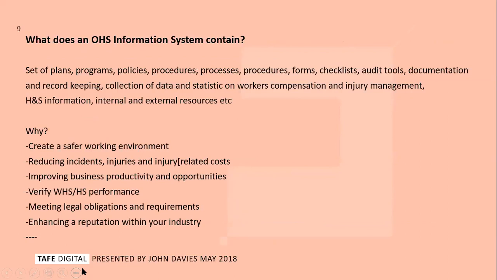Then we move into a very important part, what the information system contains and why we need this. We would have programs, policies, procedures, forms and checklists, audit tools, documentation and record keeping. And why do we do this? Why do we have the information system that's constantly being reviewed?